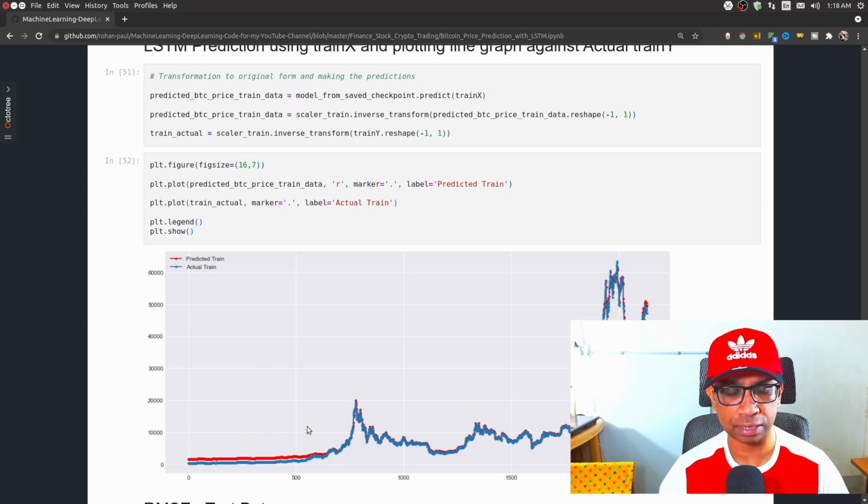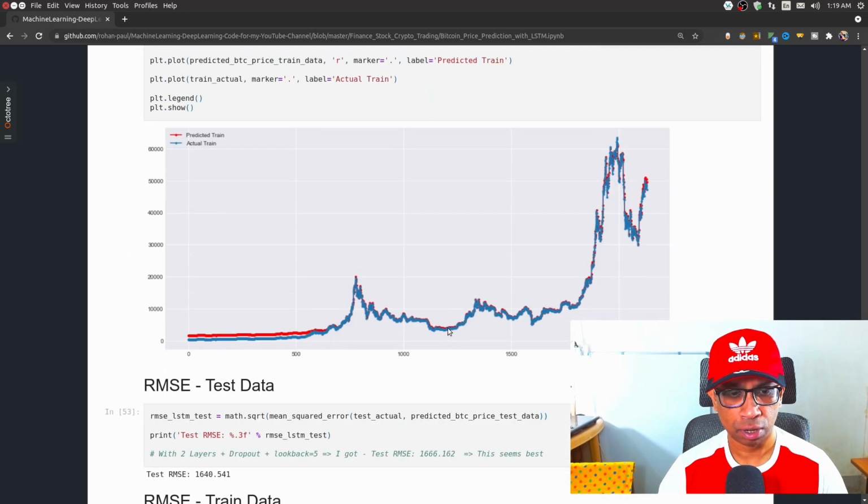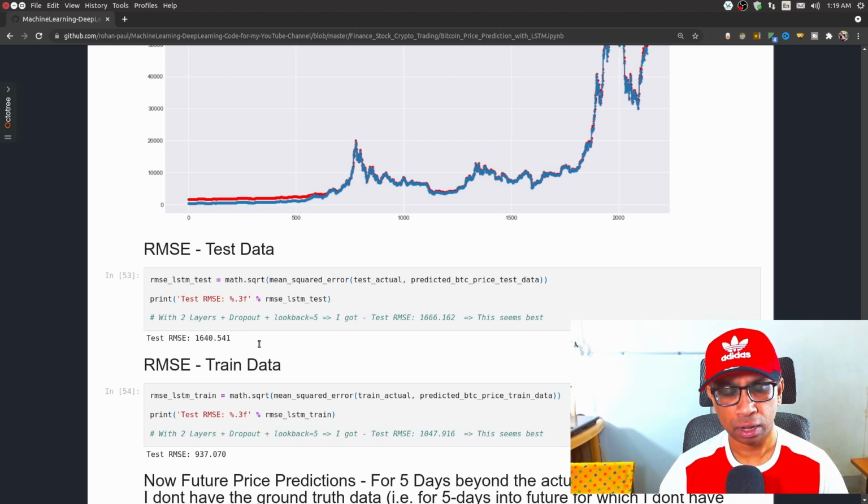And of course, as you can imagine, for the training set, the two graphs almost overlap each other because the entire training was done on this training set. But for the test data set, it is not so much in sync, which is expected. And at the end, I got RMSE, root mean squared error, for test data and train data as well. For the test data, I got an RMSE of 1640.541, and for the train, I got much lesser as expected, RMSE of 937 for the train portion. All right, now that was the entire recap of our previous video.